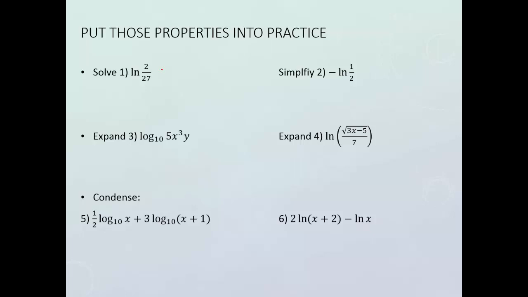You might as well pause it if you would like to do this on your own. I'm going to be doing this in just a second. Alright, so the first one we can separate it out as ln of 2 minus ln of 27. And you put that into your calculator and you get roughly negative 2.603 as the value. Okay?